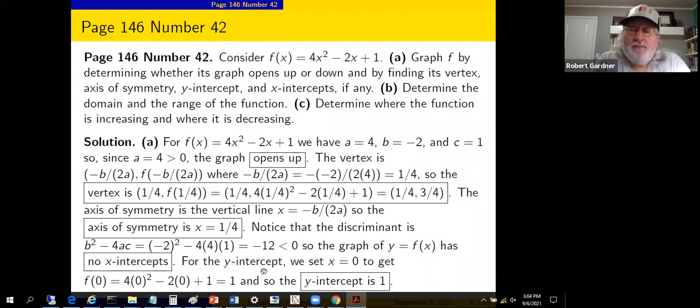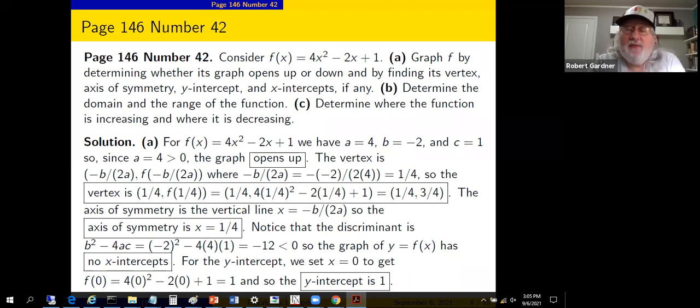For the y-intercept, we set x equal to 0, and that's straightforward because we have a function representation here. Setting x equal to 0, we get f of 0 is 4 times 0 squared minus 2 times 0 plus 1, as given down here. Of course, that's just 1. And so the y-intercept is 0, 1.